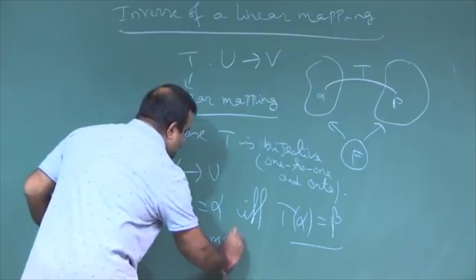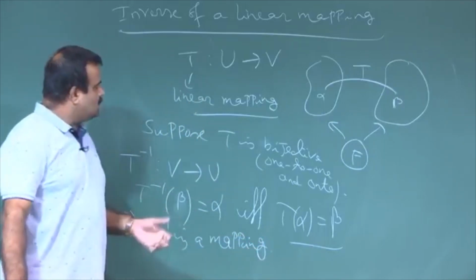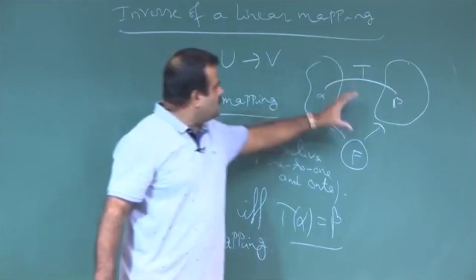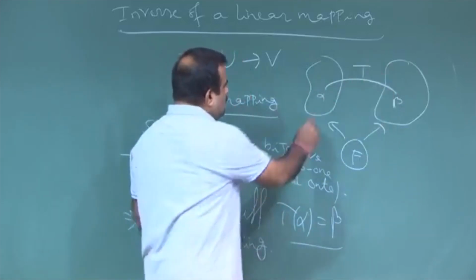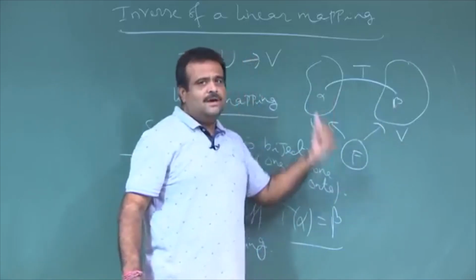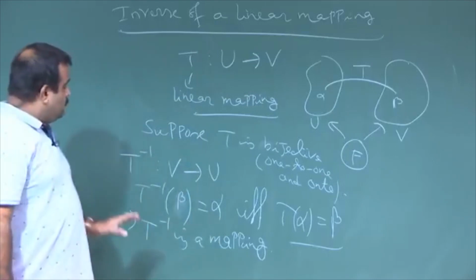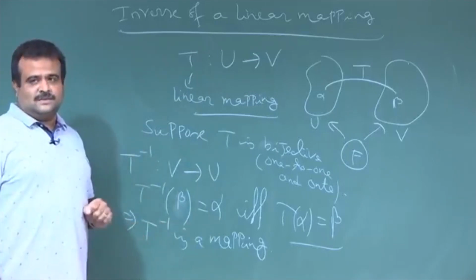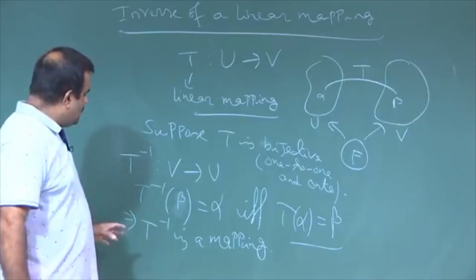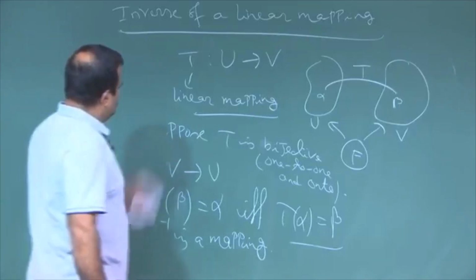T inverse is a mapping because this T is bijective, T is 1 to 1 as well as onto. So, the range of T is covering the whole V. So, if you take any element beta over here, it has a pre-image over here. So, this is a well defined mapping. Now, we have to check whether this mapping is also a linear transformation or not. Yes, this is a linear transformation, but that needs a proof. So, let us try that.